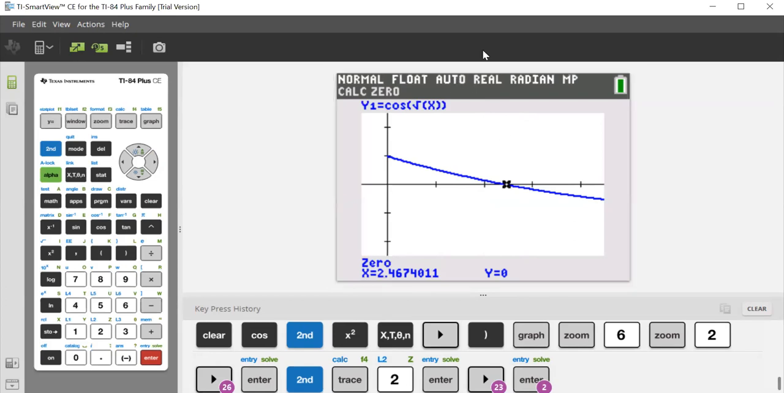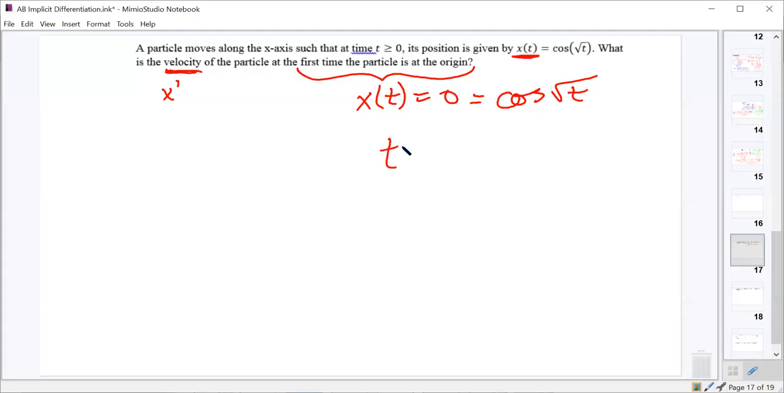Have you all done that before? What was it, 2.46740? Have you guys done that before or no? No. No, okay. We're gonna have to spend some time learning about our calculators this year, aren't we?